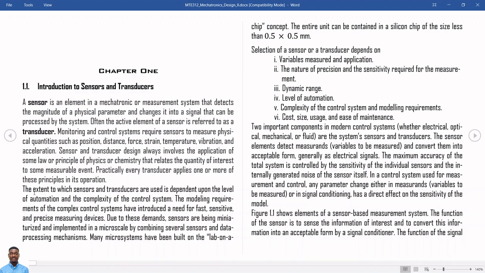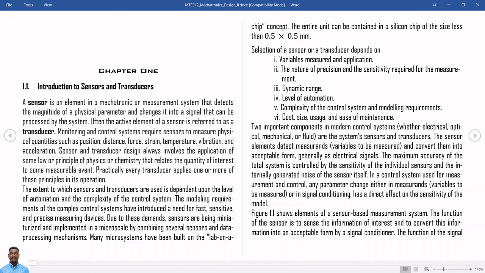So the level of automation and complexity of a control system can be determined by the extent to which sensors and transducers are used on that control system. The more sensors and transducers you have on a control system, the more that tells you the level of automation or complexity of that very control system.